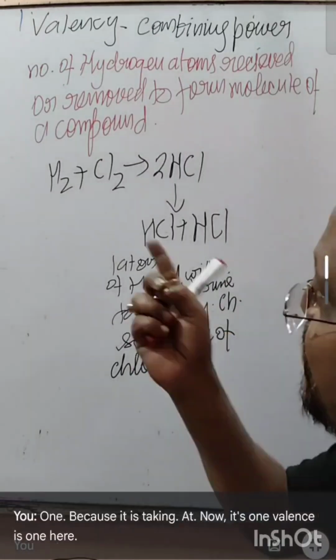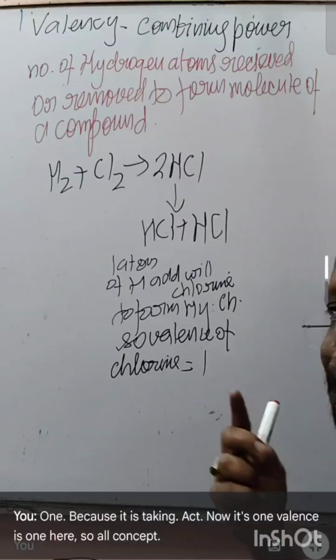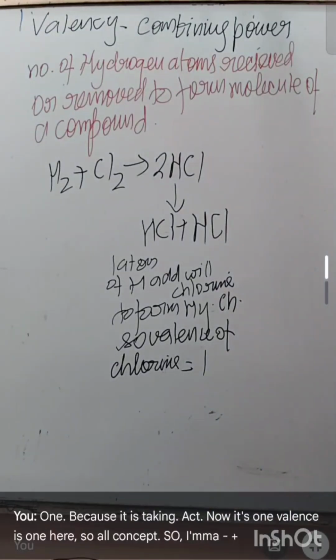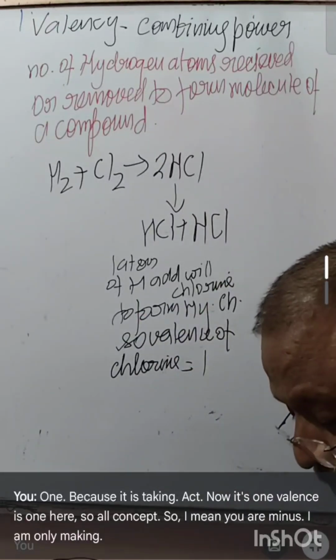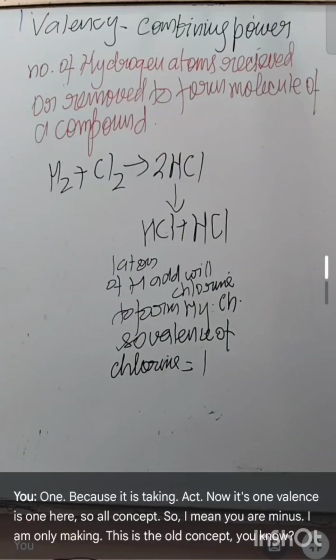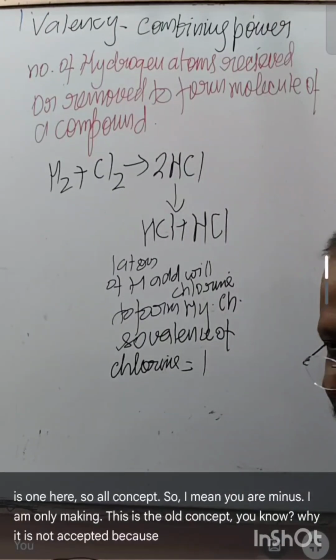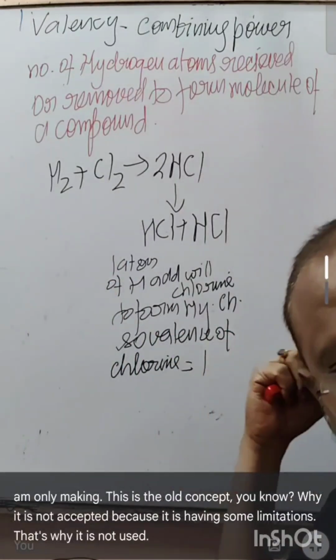I told you, it's an old concept, so there is no plus-minus issue there. We only know that the valency of chlorine is 1. This is the old concept. Why is it not accepted? Because it has some limitations. That's why it is not used.